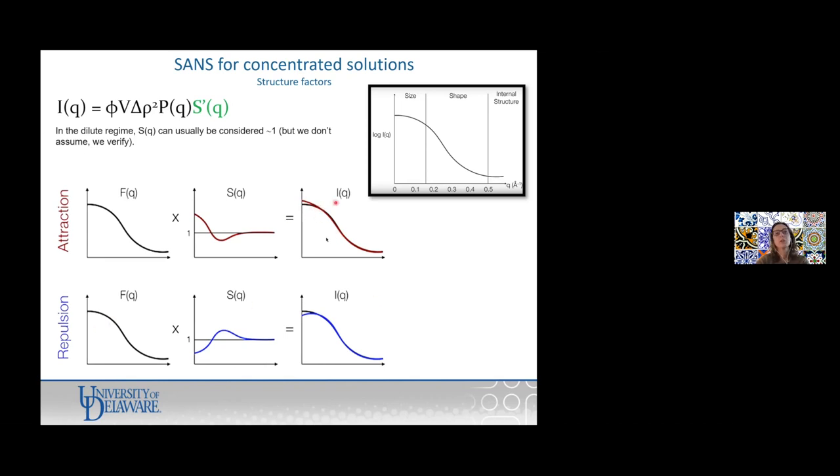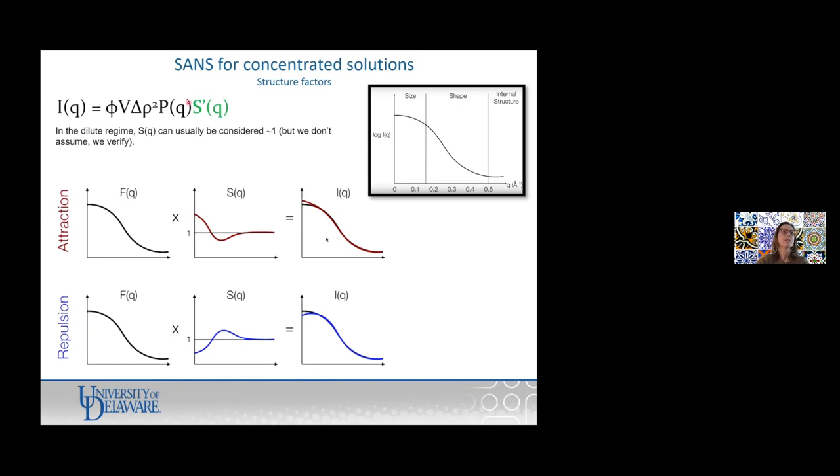And then you have to use what you know about your sample as well to try to find out what types of potential or interaction to expect. If it's a repulsive interaction, then you'll have the downturn here. And when you combine the form and the structure factor, you'll see this downturn. Again, we'll look at this again, but just to give you a more intuitive feeling of what to expect. Okay, let's go back to the form factors.